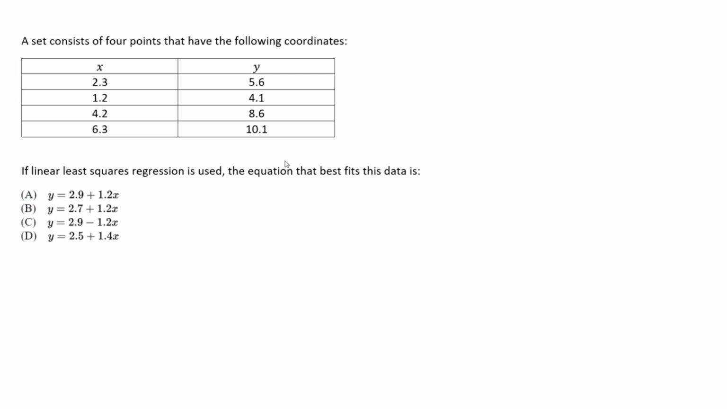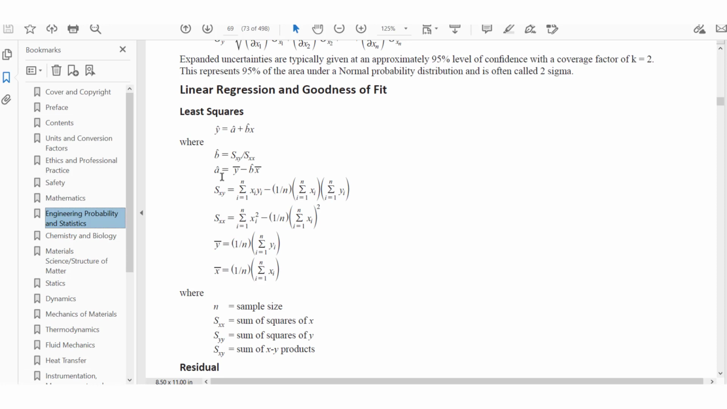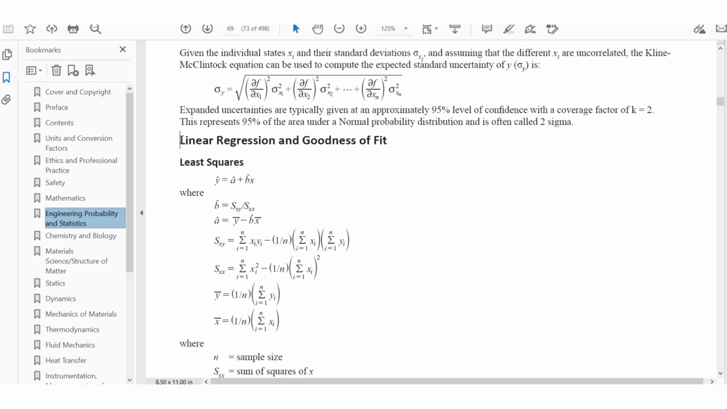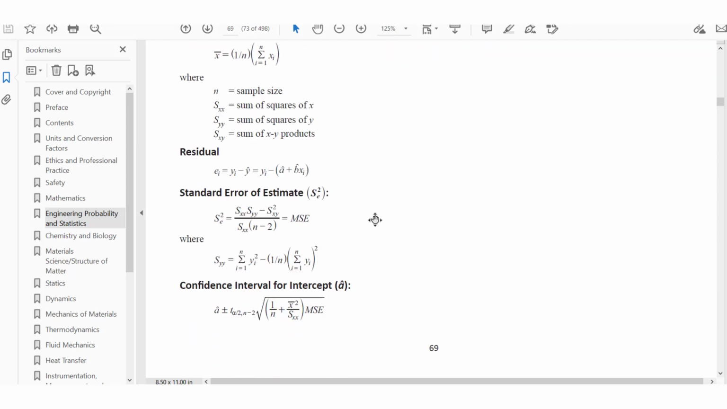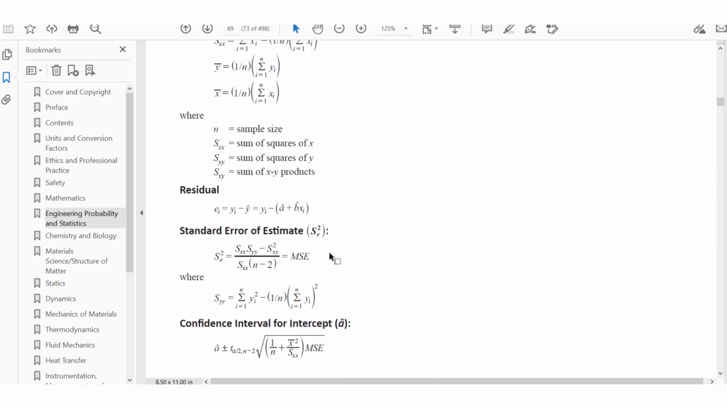So the method that you can use, and you can do this by hand, I do not recommend this. If you have the appropriate calculator, you can refer to this page. We're gonna use linear regression and goodness of fit. We're using the least squares method, and it's on page 69 in the new FE handbook.